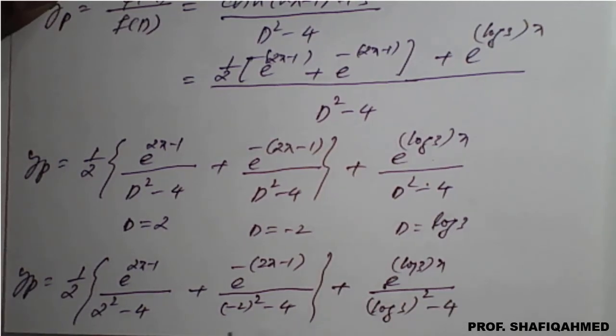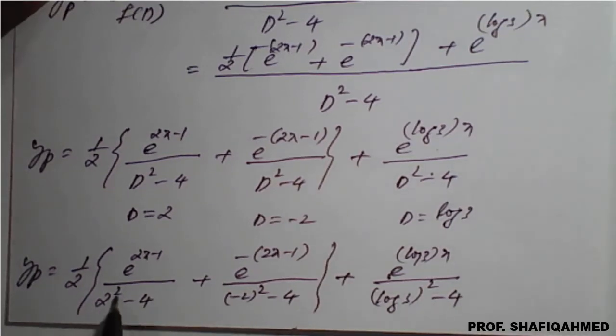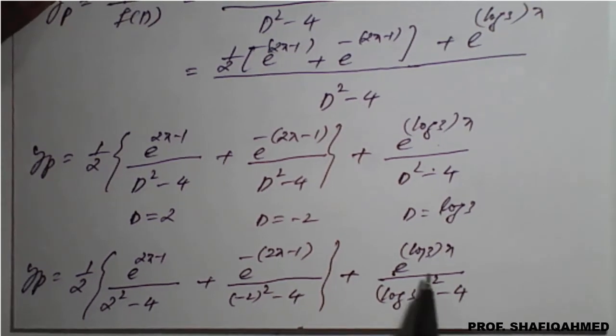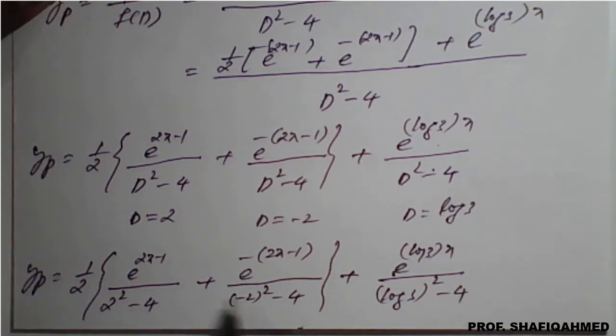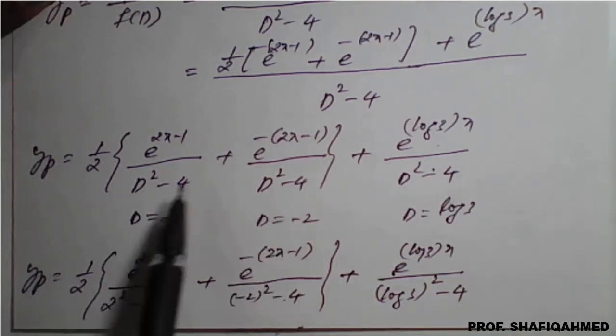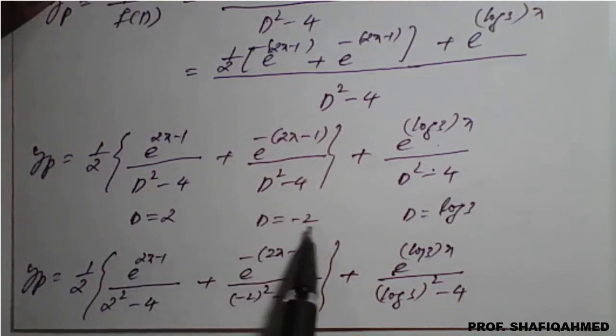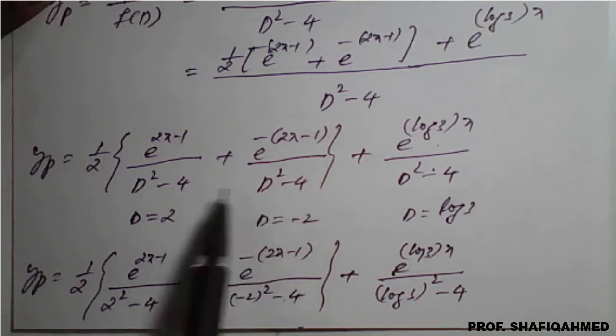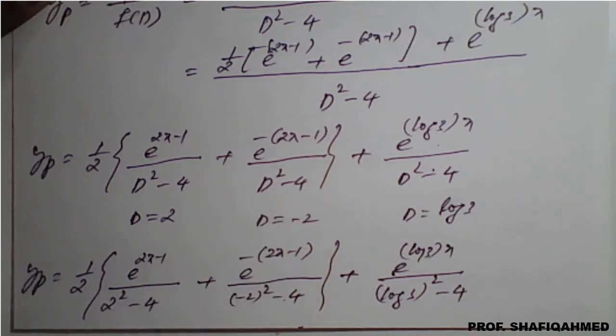On simplification, you just see that the denominator is becoming 2 square is 4, 4 minus 4 is 0, so the denominator is becoming 0. Minus 2 square is again 4, 4 minus 4 is 0. So for both, the denominator is becoming 0, but this last term stays as it is because it is already in simplified form. So here the denominator is becoming 0, therefore we have to go back and differentiate these two. Again we need to apply d equal to 2 and d equal to minus 2 in both the terms, and we have to simplify. Let's see that one.